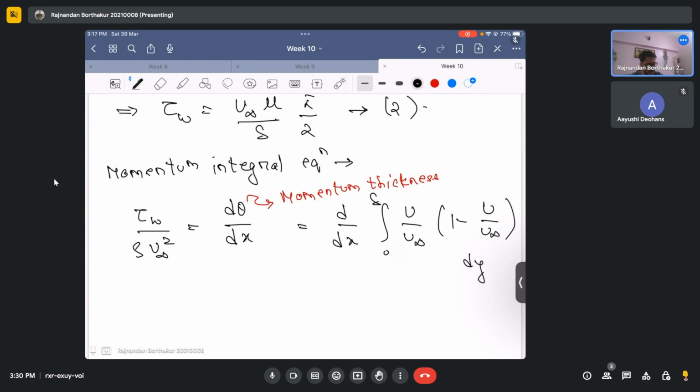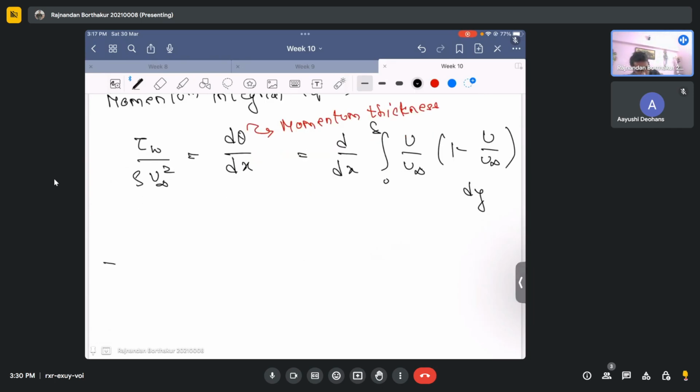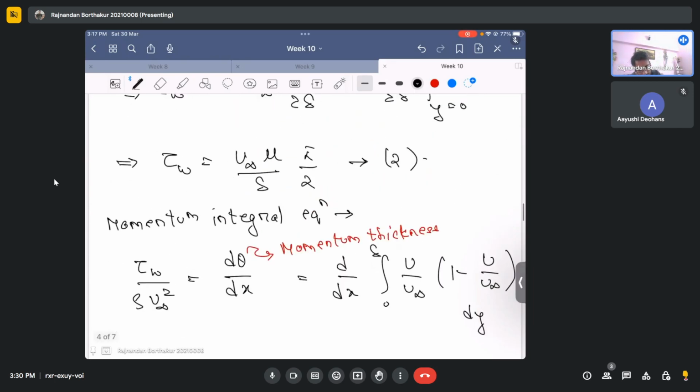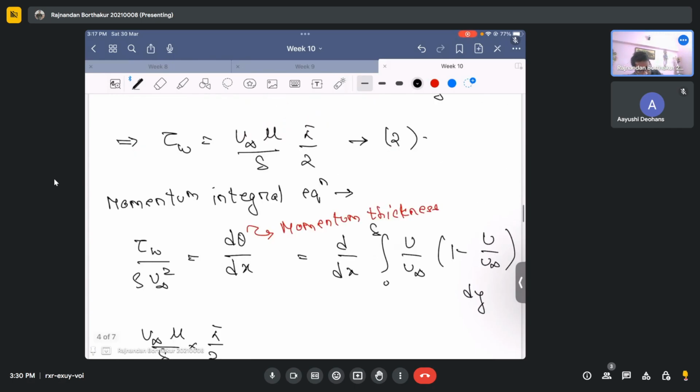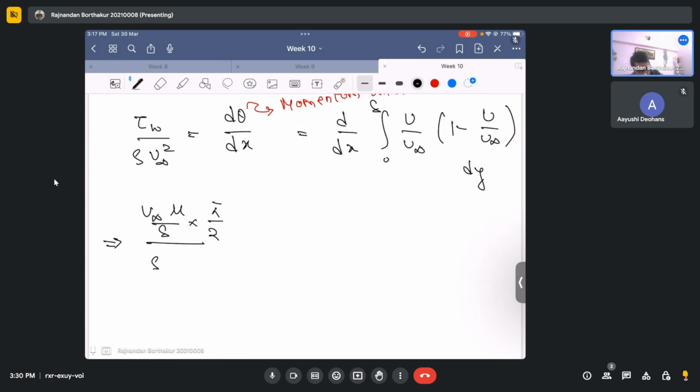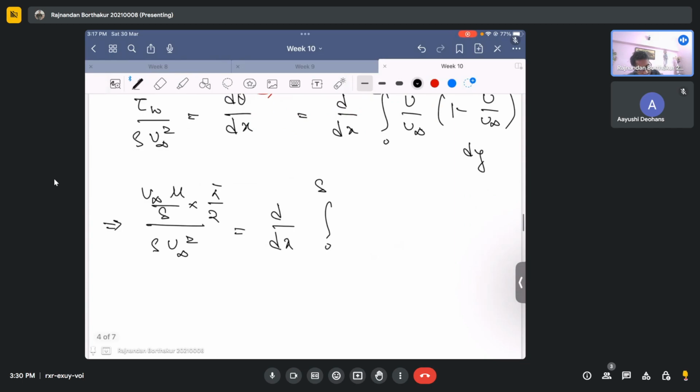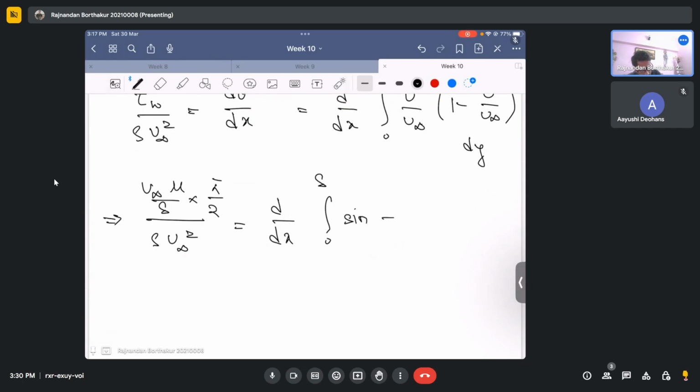So we calculated the wall shear stress. The wall shear stress is u infinity mu by delta times pi by 2. This is what we got from here. And then we have rho times u infinity squared. This can be written as d by dx of the integral from 0 to delta. Here u by u infinity is a sine function this time, so it is sine of pi by 2 into y by delta.